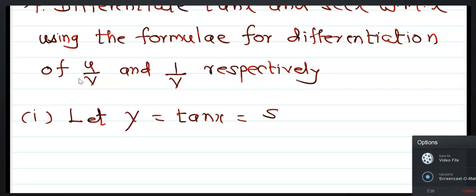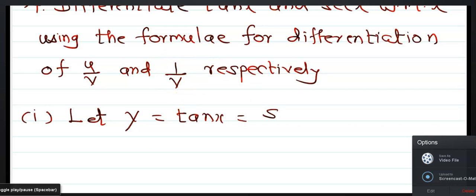The differentiation of 1 upon v is minus 1 upon v square into the derivative of v, but we have not learned the differentiation of composite functions. So here we will actually apply u upon v and not 1 upon v. In the textbook it is given as 1 upon v, but I say that overall it is u upon v only, because the derivative of 1 upon v is minus 1 upon v square into the derivative of v.